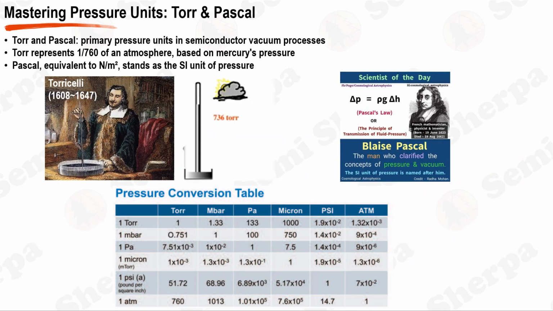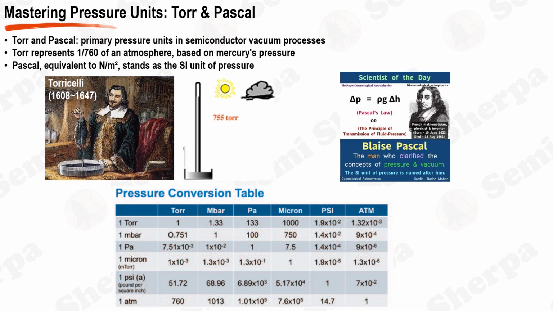Let's delve deeper into the topic of pressure, specifically focusing on the units of measurement used, Torr and Pascal. These units are primarily used to quantify pressure in the realm of semiconductor vacuum processes. Torr, named after the physicist Torricelli, is a unit of pressure based on an absolute scale. It's defined as 1 in 760 of a standard atmosphere, with the reference point being the pressure exerted by a column of mercury exactly 1 mm high at 0 degrees Celsius.